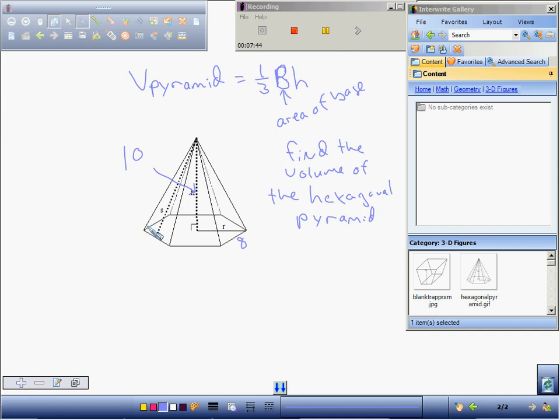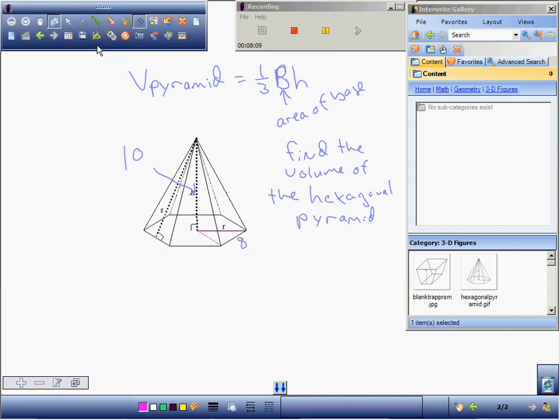Yeah. So first you have to find the area of the base, which is a little bit tricky. And the way you do that is by making this into equilateral triangles. You see this over here? Remember this? There's an equilateral triangle right there, right? Because you have a regular hexagon, which we're assuming that this is.